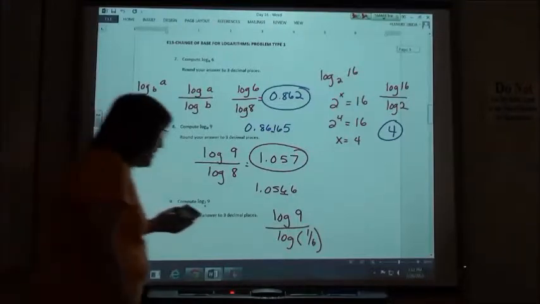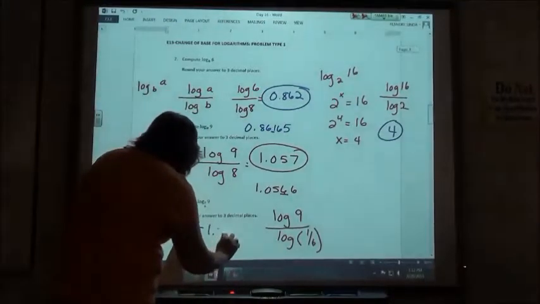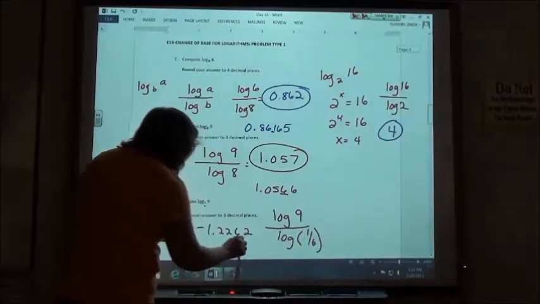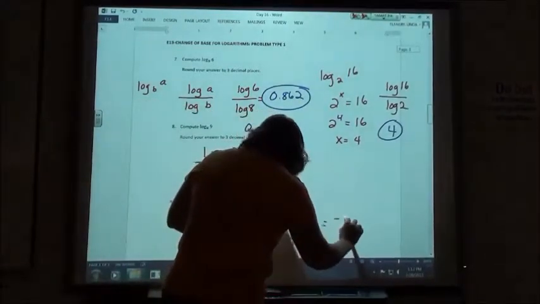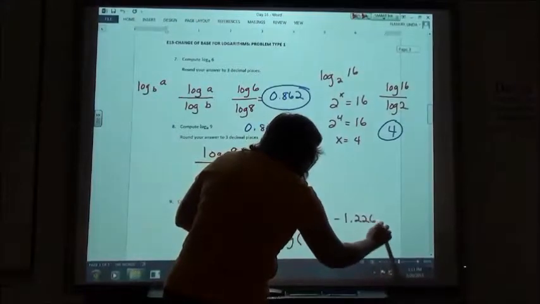And so I end up with negative 1.2262, so to 3 decimal places, negative 1.226.